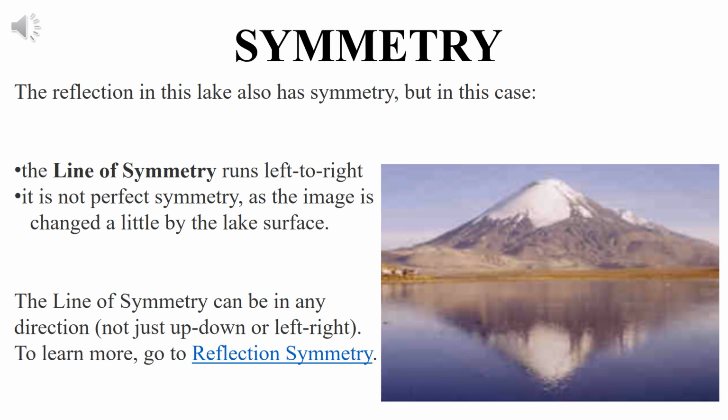The reflection in this lake also has symmetry, but in this case, the line of symmetry runs left to right. It is not perfect symmetry as the image is changed a little by the lake surface. The line of symmetry can be in any direction, not just up, down, or left, right. To learn more, go to reflection symmetry.